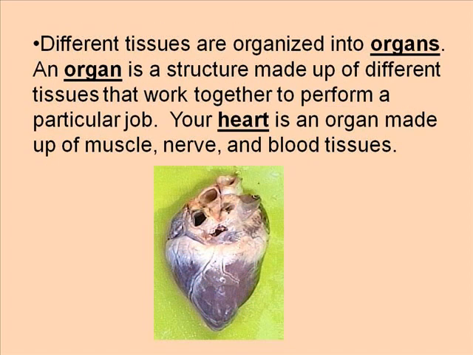When we have different tissues that have a similar job, they're grouped together and called an organ. So an organ is a structure made up from different types of tissues that work together to perform a specific job. Your heart is an organ, and it's made up of muscle tissue, nerve tissue, and blood tissue, all working together to keep your heart pumping so that blood can move around your body and deliver oxygen to your cells. The picture below is not a human heart. That's actually a picture of a pig heart.